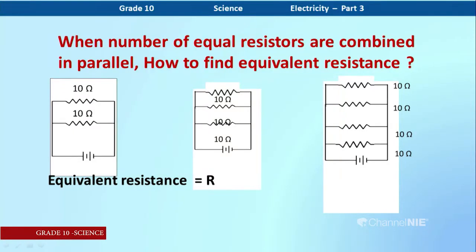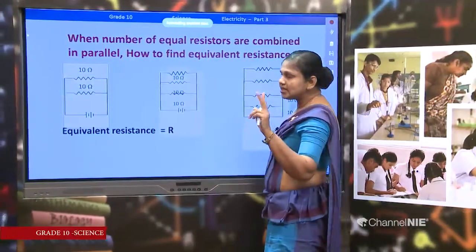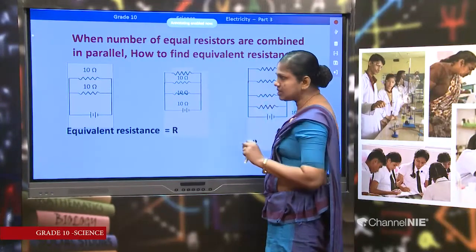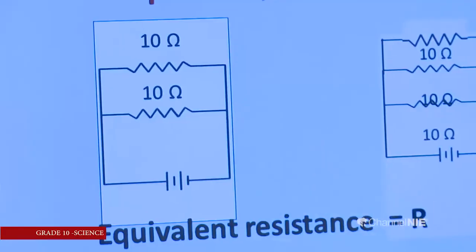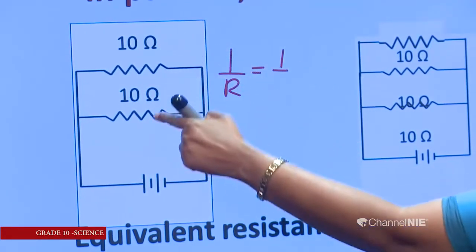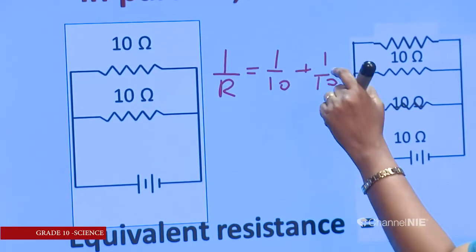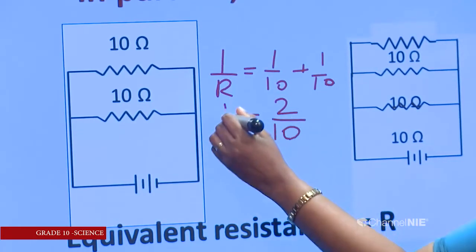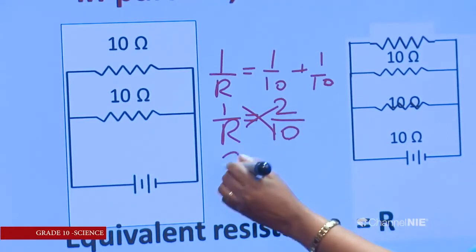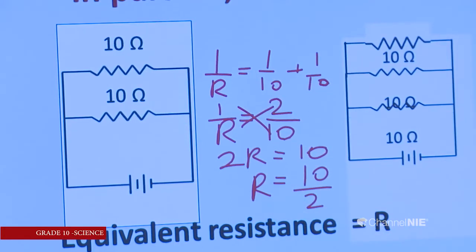Then look at here. When a number of equal resistors are combined in parallel, children, how do we find the equivalent resistance easily? See, let me explain this. Here, in this particular circuit, two resistors are combined in parallel. The value of one resistor is 10. If the equivalent is R, here you know 1 over R equals 1 over R1 plus 1 over R2. R1 and R2 are both 10. Then 1 over 10 plus 1 over 10. See, then 2 over 10 equals 1 over R. Then cross multiplication, 2R equals 10, then R equals 10 over 2.